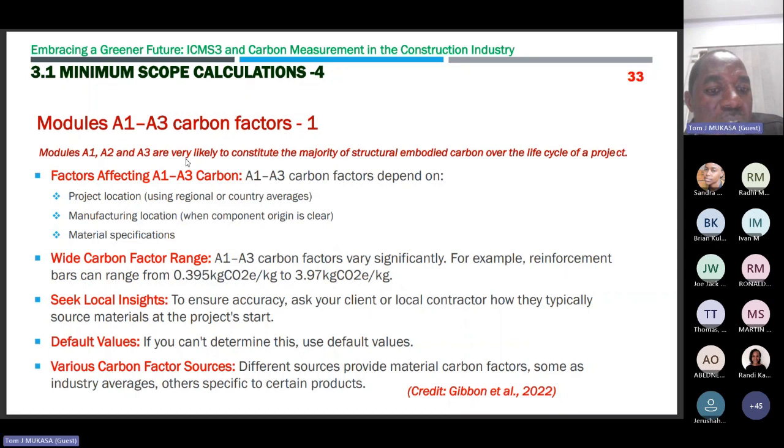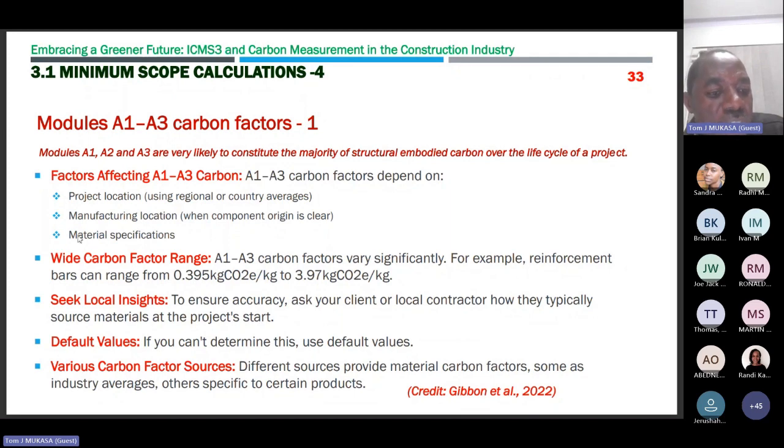Another thing you need to know with things like steel is that there is a wide range of carbon factors, depending on what type of steel you are using. Are you using the original steel from ore from the mines, or are you using recycled material? I know that some people don't like recycled material, but if you use recycled steel, you can have 0.395 kilograms of carbon dioxide per kilogram as compared to 3.97. So there's a big range, okay?